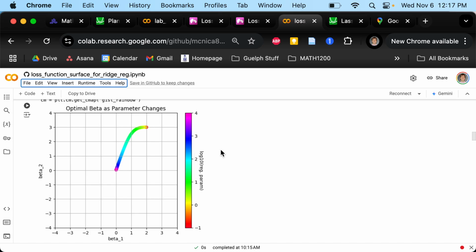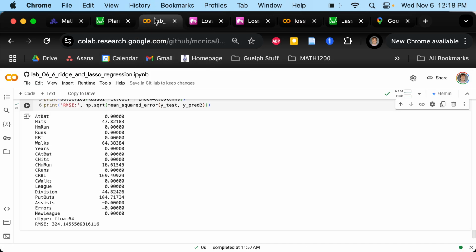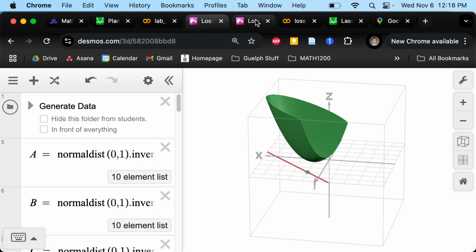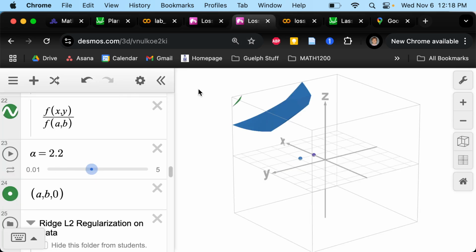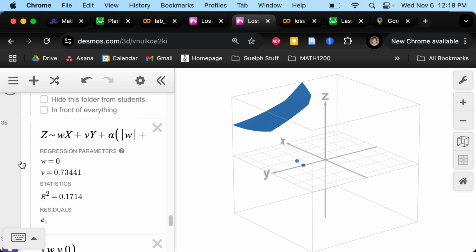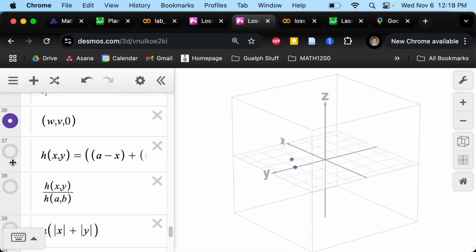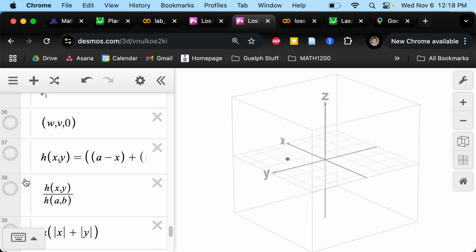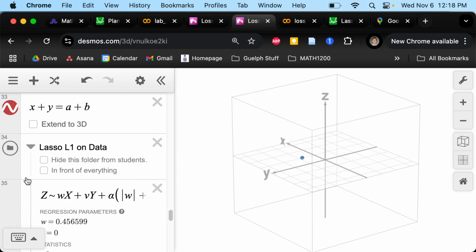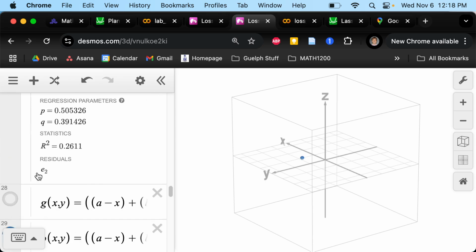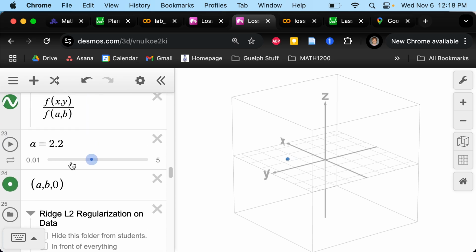Okay, this is a graph, again, of the space beta 1 versus beta 2. So you think of the x-axis over here, or the x and y plane in this picture. Okay, let me turn off some stuff. I'm going to turn off the lasso for now, and I'm going to turn on the optimum. And I'm just going to change the alpha value. Okay, great.